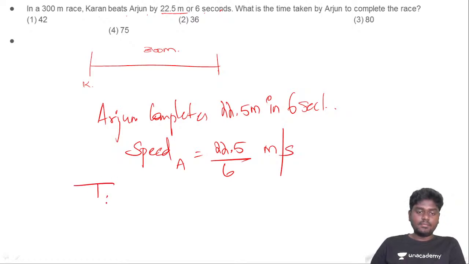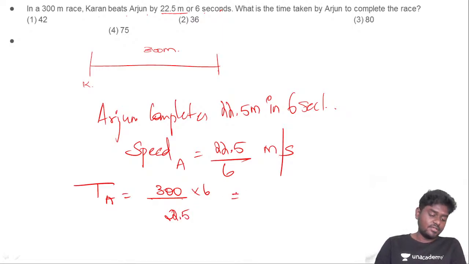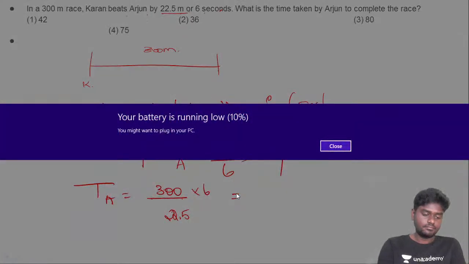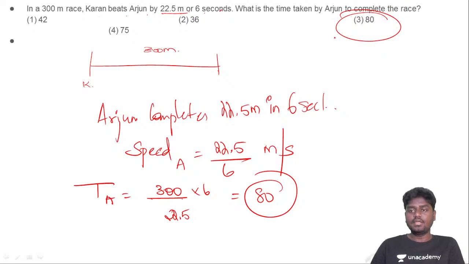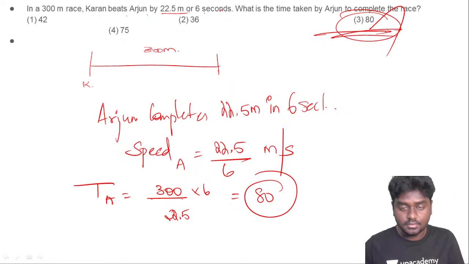Now, the time taken by Arjun is nothing but 300 divided by 22.5 by 6. That's it. If you try to solve this, guys, what exactly will be the answer? 80 exactly. So the answer is option 3. 80 is exactly the right answer. Very good, Rishabh. Option 3 it is exactly. Good. We'll go for the next question.